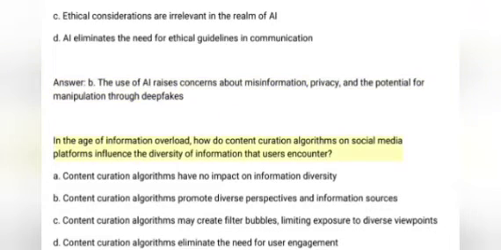In the age of information overload, how do content curation algorithms on social media platforms influence the diversity of information that users encounter? A.